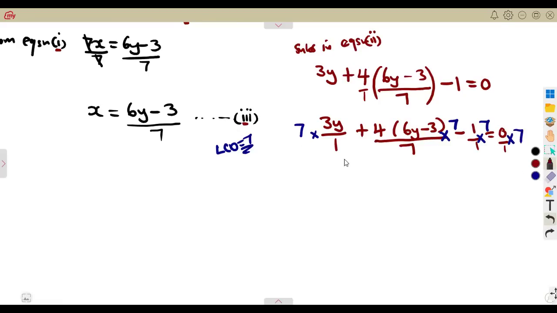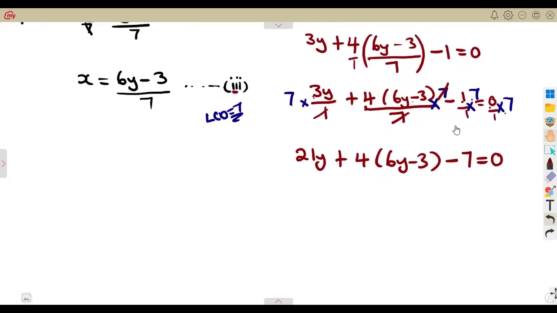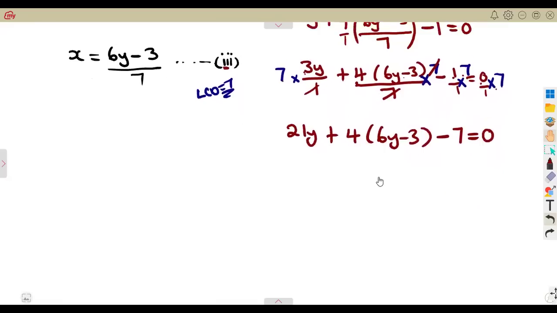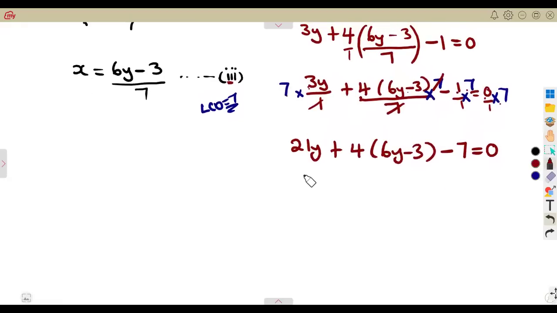So 1 into 3 is 3, and 3 times 7 will be 21y. Plus, the 7 and the 7 here will cancel, so you are remaining with the 4 into this bracket. So you can write 4 into the bracket of 6y minus 3, minus 1 times 7, which is 7, is equal to 0 times 7. That's a 0, remember, 0 times any number is 0. As you can see, we no longer have the fractions, we've got the brackets now.